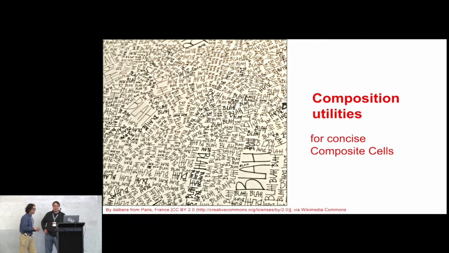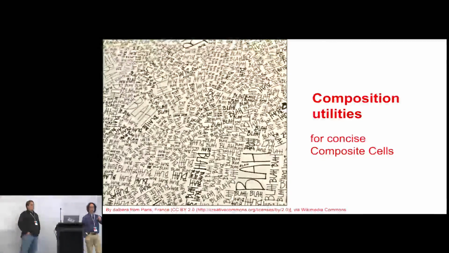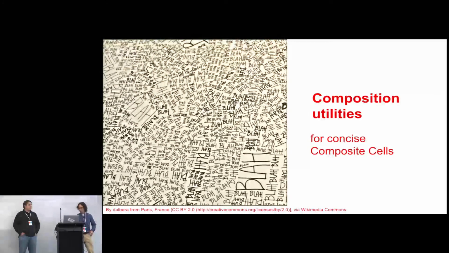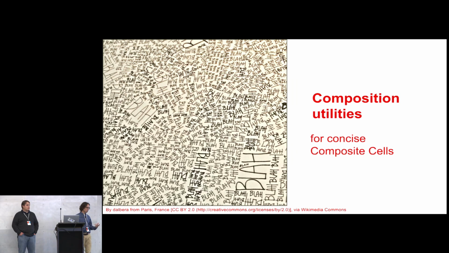Back to Chris here. Okay, the strategy we wanted to talk about was composition utilities for creating more concise composite cells. Again, I'm just kind of curious about who's using composite cells. Does anybody know what I mean by this? Okay, so a few of you. Composite cells are handy ways of building more complex cells out of simpler ones.